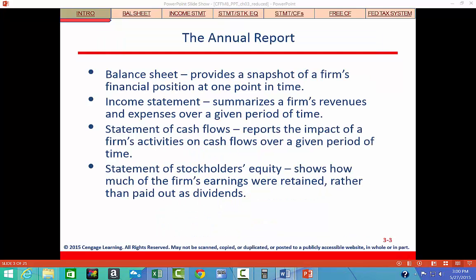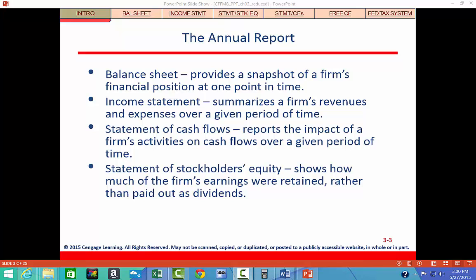So, the four financial statements contained in most annual reports provided by a corporation are the balance sheet, income statement, statement of stockholders' equity, and statement of cash flows. The balance sheet shows the firm's financial position on a specific date, for example, December 31st, 2014. It shows each account balance at that particular point in time. It's like taking a picture or a snapshot right at that point in time.